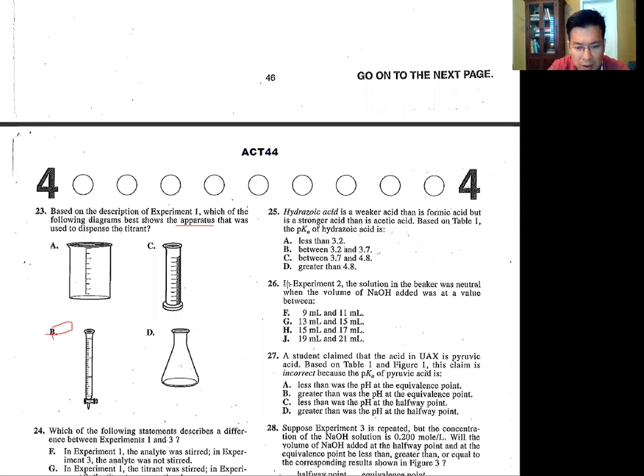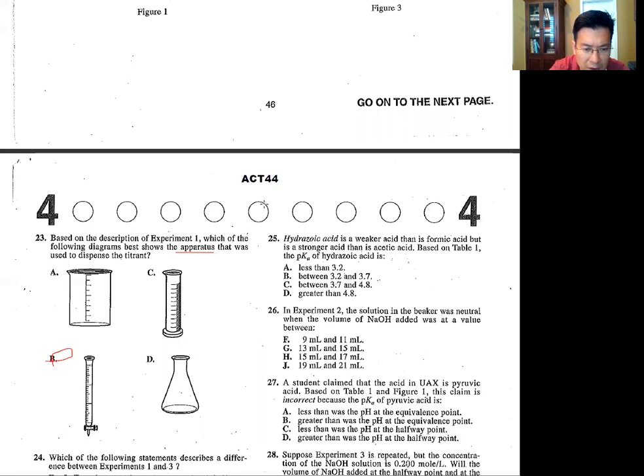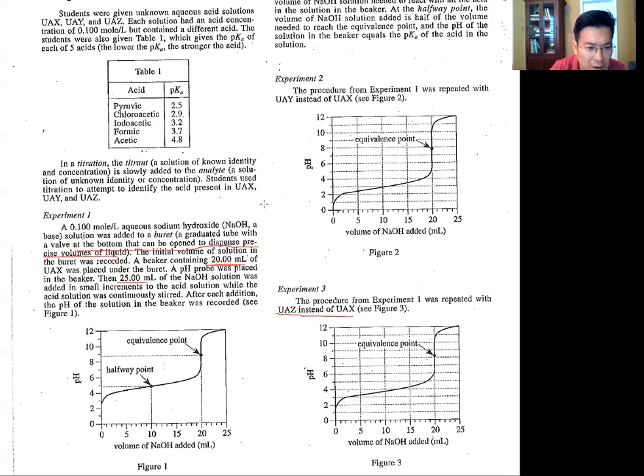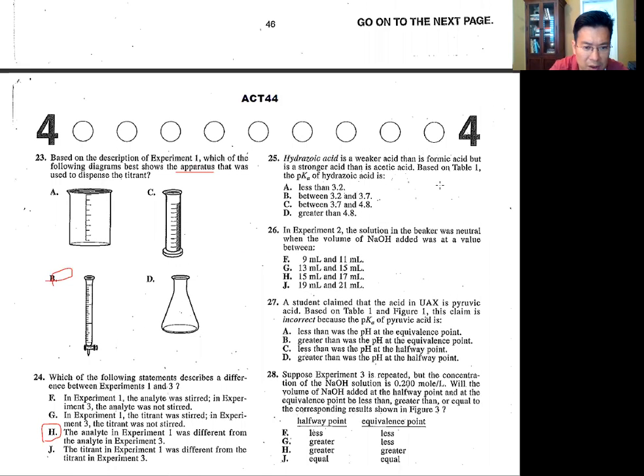And then those are like, 25, hydrazoic acid, weaker acid, formic acid, but stronger acid than acetic acid. Based on table 1, the pKa of hydrochloric acid is in table 1. Formic acid is 3.7 and acetic is 4.8. And it says greater than formic and less than acetic, right? So C.